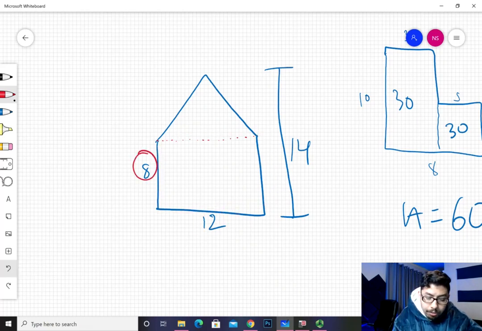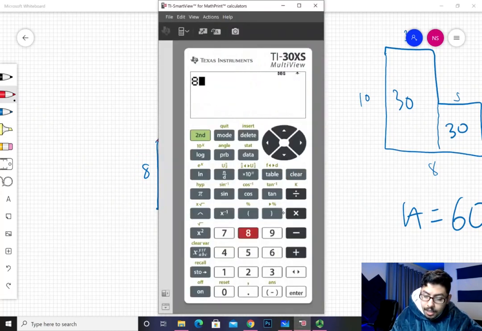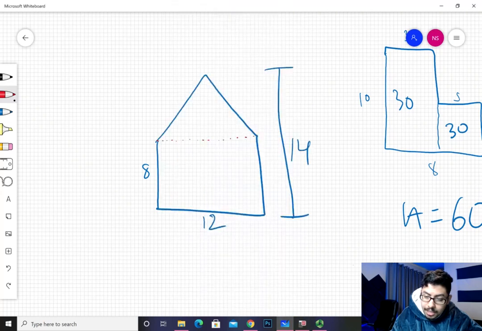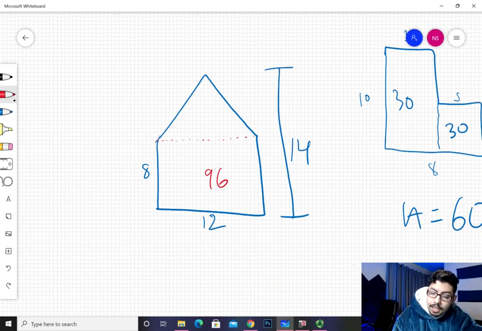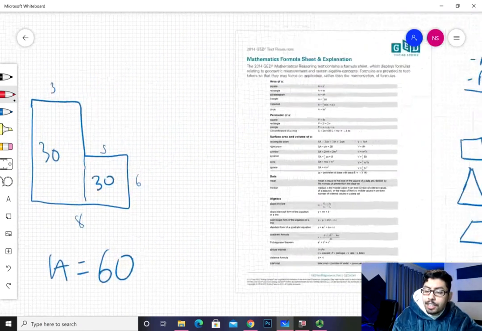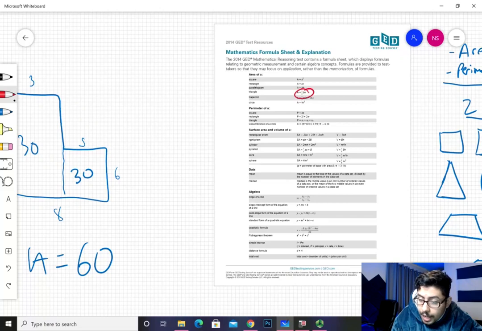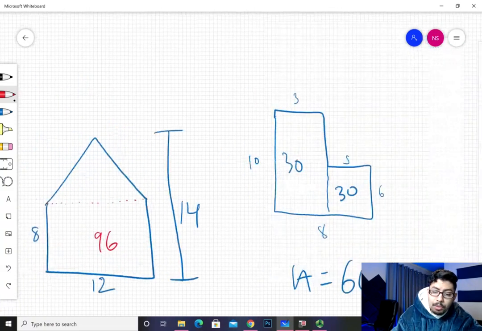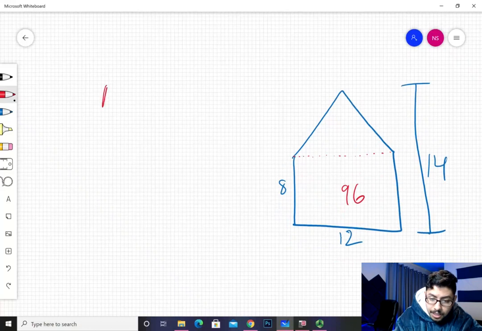8 times 12. Oopsie. 8 times 12. Take out that calculator. 8 times 12 will give me 96. Always use the calculator in geometry. And now comes the triangle. What is the triangle? Well, the triangle doesn't really give us much information, but you can find the information. If we know to find the area of a triangle is 1/2 times base times height. Let me write that formula down just so you could visibly see it. Area of a triangle is 1/2 times base times height.